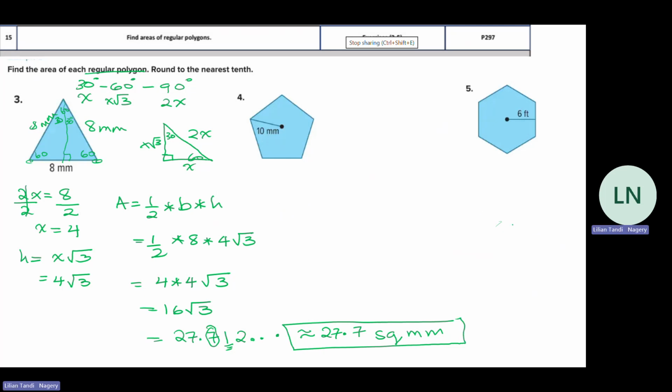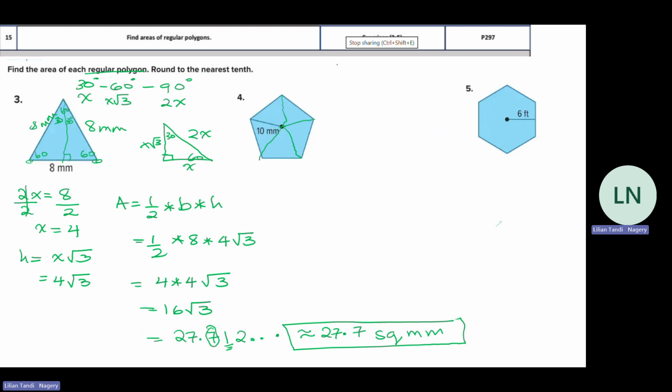Okay. All right. So let's do this one. What is this one called? Pentagon, because it has 5 sides. Okay. Now divide your pentagon into 5 triangles and find the area of one triangle and then multiply with 5 to find the area of the whole shape. So let's first find the central angle.